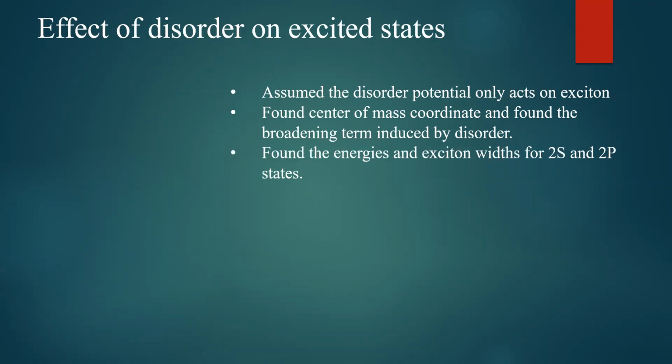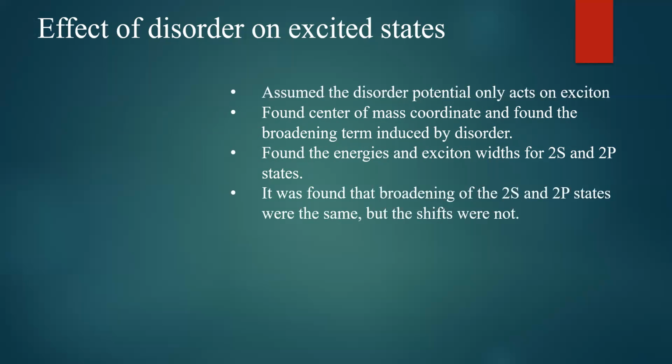We found the energies and exciton widths for the ground states and the 2s and 2p states, mainly the 2s and 2p states, to see if there was any broadening that exceeded the binding energy of the exciton, which would destroy the exciton. It was found that the broadening was less than the binding energy, and that also the 2s and 2p state broadening terms were the same, but the shifts in energy of the 2s and 2p states were different.